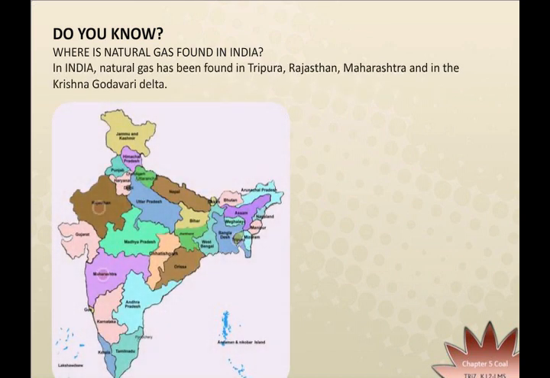Do you know, where is natural gas found in India? In India, natural gas has been found in Tripura, Rajasthan, Maharashtra and in the Krishna Godavari Delta.